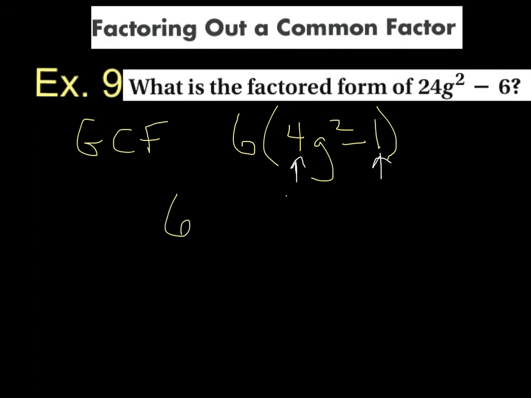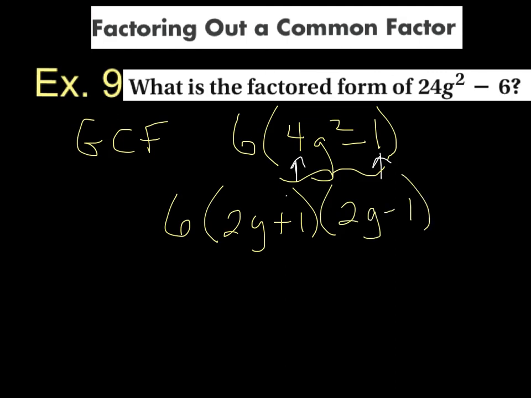So now the 4g squared minus 1 also factors to 2g plus 1 and 2g minus 1, the sum and the difference of the square roots of those two terms. So keep in mind that no matter what type of factoring you're doing, always look for a GCF first.